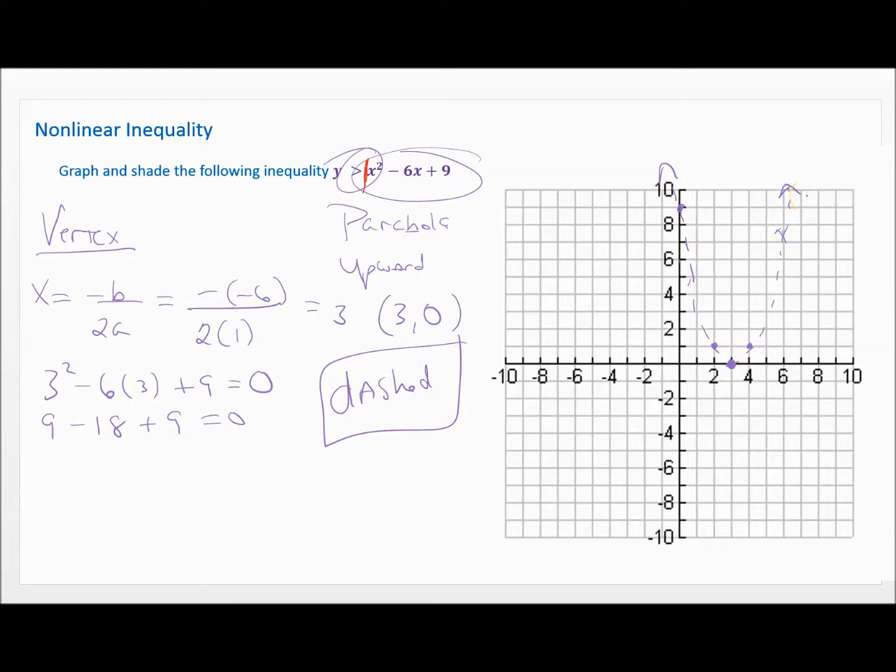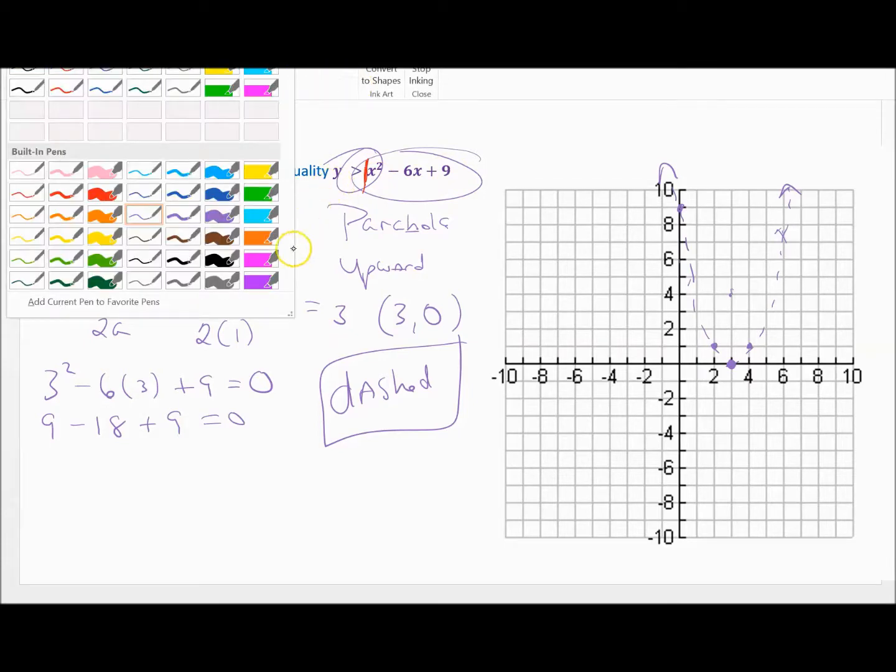Okay? Now, do I shade inside the U or outside of the U? Well, it says y is bigger than my parabola. So that's inside the U. If you don't trust that, pick a point inside the U and test it. For example, (3, 4), right there. If I plug in 4 and 3 over here, 3 squared is 9 minus 18 plus 9. That's 0. And 4 is greater than 0. So it's true.